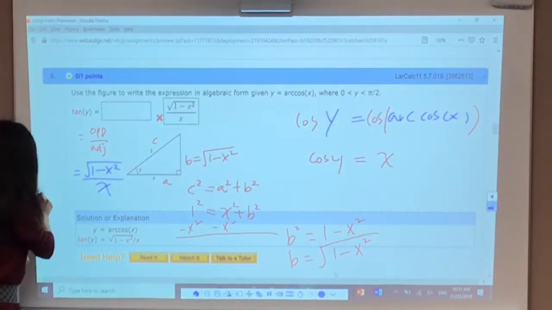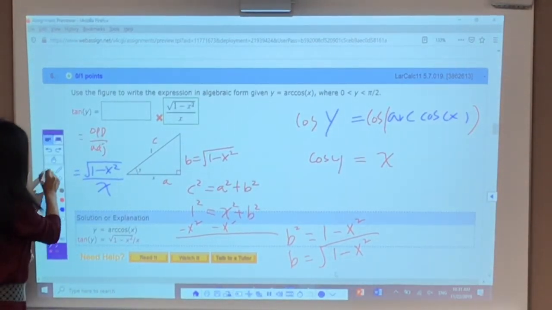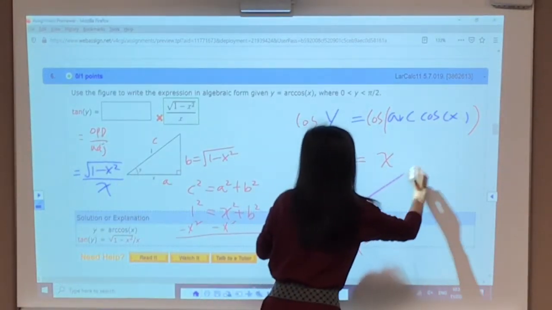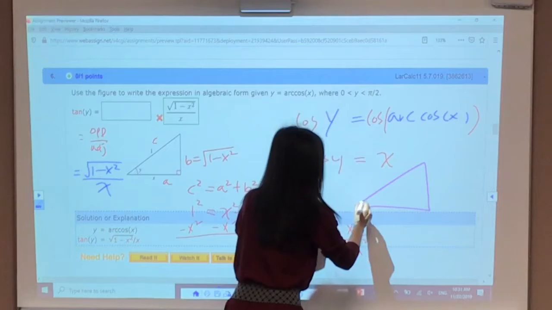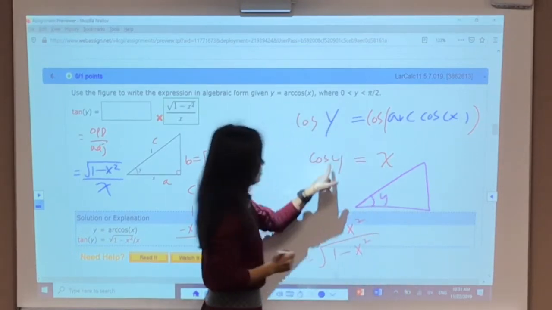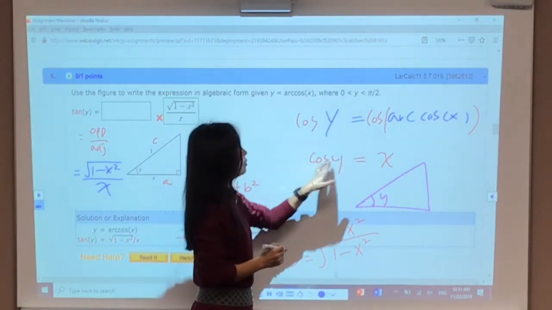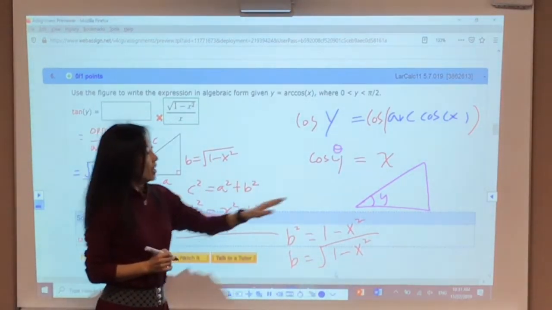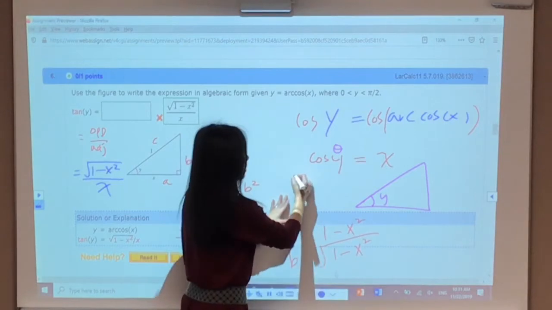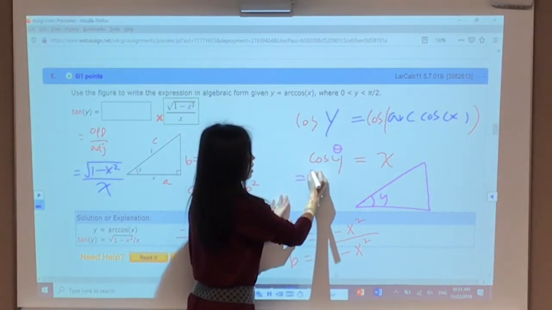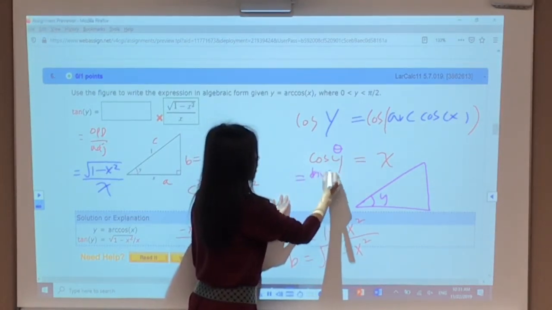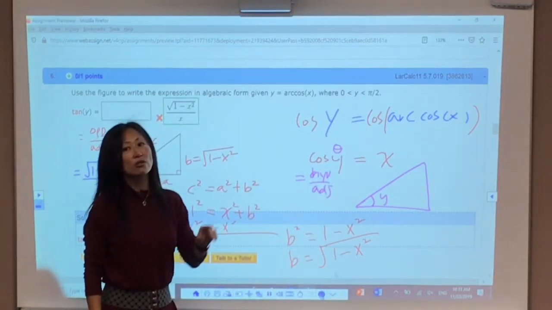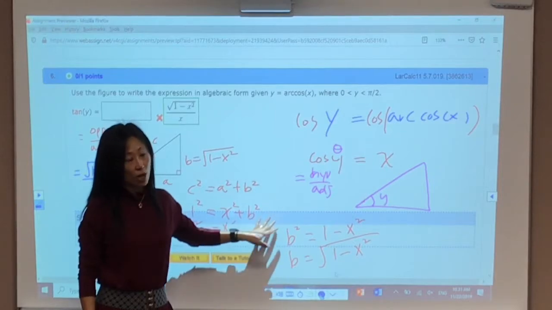Okay, now you're going to draw yourself a picture. It says cosine y, so I'm going to draw my picture. I'm going to put that as my y because that's my angle. Remember, cosine of y. And he told you what cosine means. Cosine is what? Adjacent over hypotenuse. By the way, you have to remember this, otherwise you cannot do this problem.